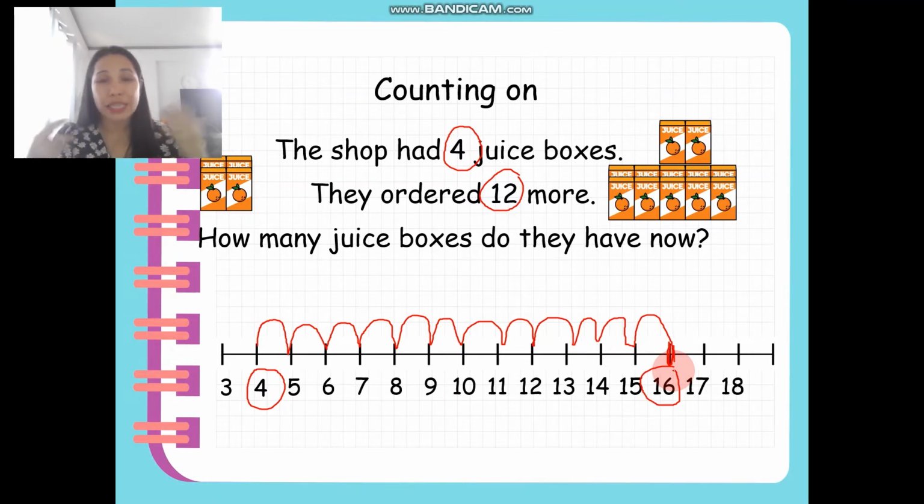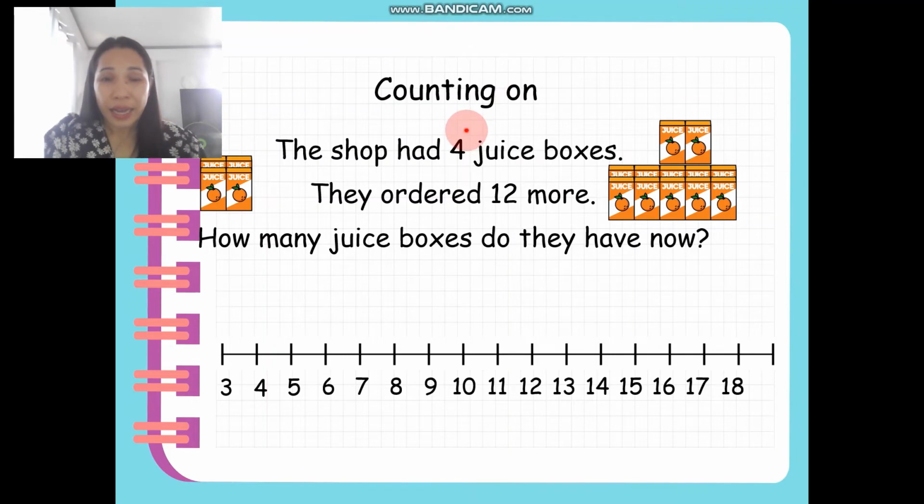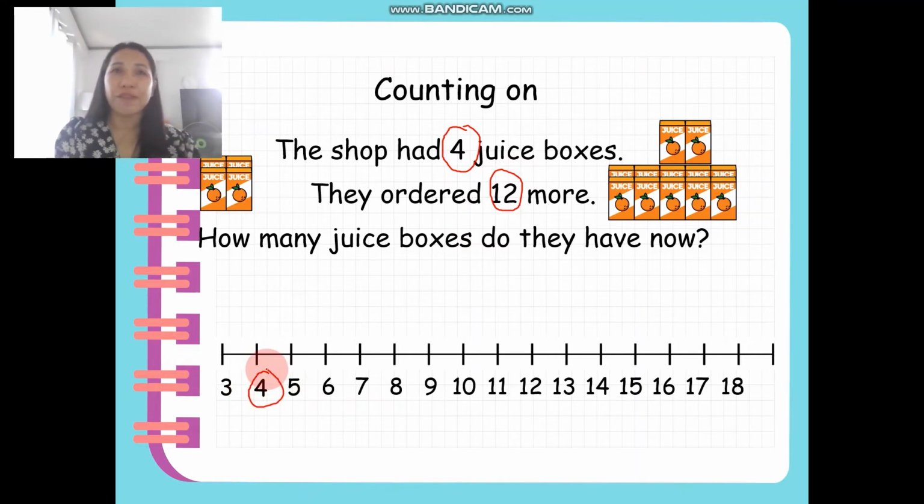So the number that is bigger, you start jumping from there. Okay, let's try to do that. Here we've got 4 and number 12. It says here that the shop had 4 juice boxes. I could start with 4. However, 12 is more than 4, so I could start with 12 as well. So I'm going to start with 12. I'm not going to start with 4 this time.